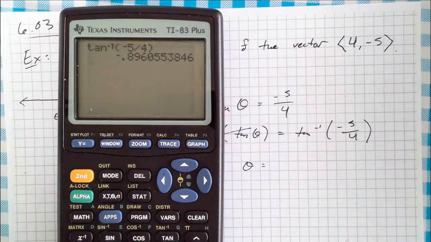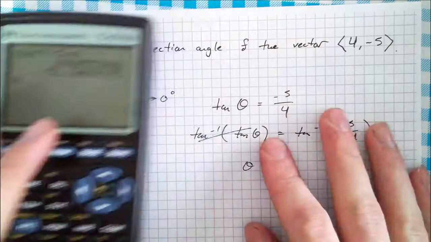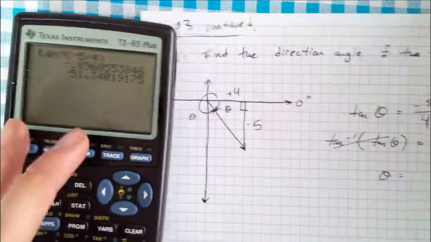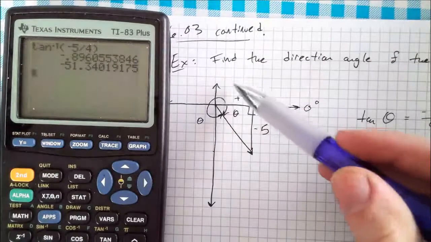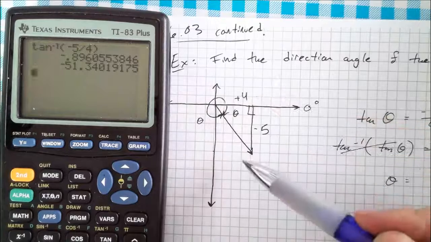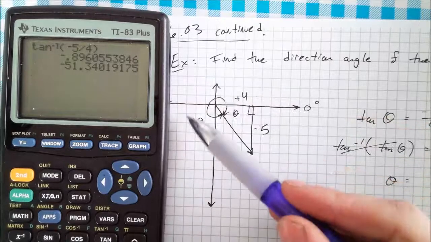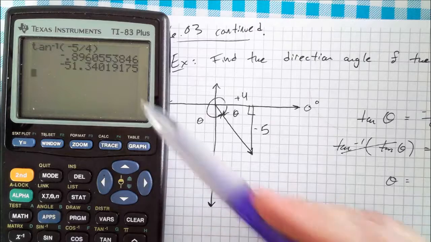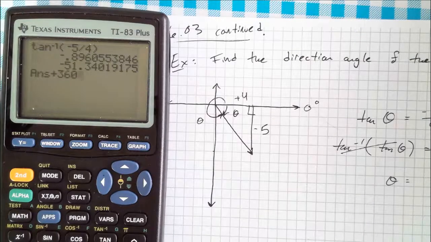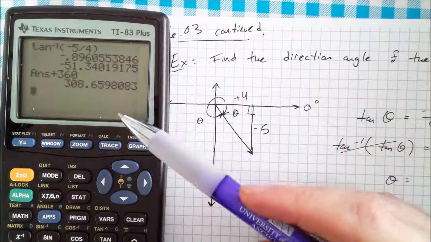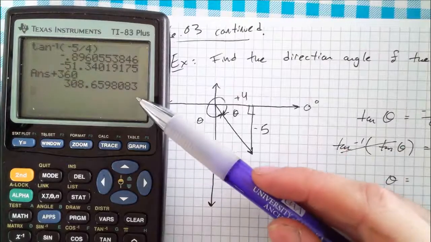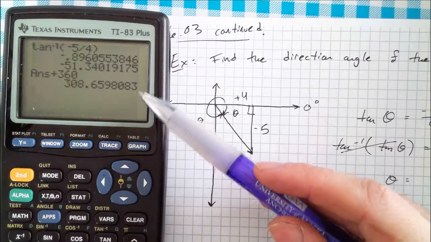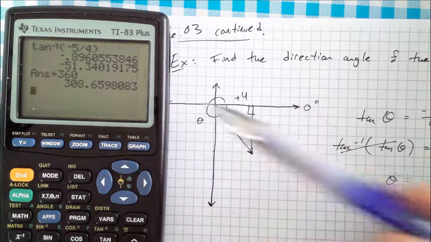I'm just going to hit enter again. There's my answer in degrees, -51.3 degrees. And that makes sense that that's a negative answer because remember, that's the range of inverse tangent, which will give you only that negative answer. If I wanted to get the positive answer, this theta right here, I would just add 360 to that. So I could either do -51.34 degrees or 308.66 degrees. Either one of those is correct. I'll just go with that first one.